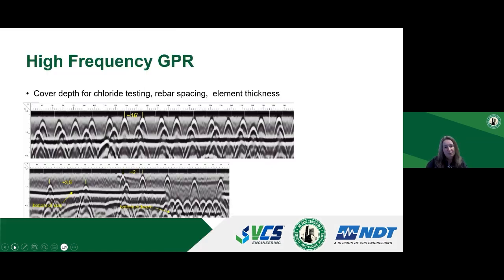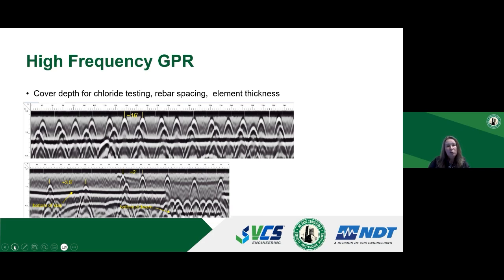Next slide, please. We use high frequency GPR to determine the reinforcement layout. What you're seeing here are the typical GPR scans collected on reinforced concrete elements, and the bright white peaks that you're seeing are the rebar. We can also use GPR to determine the element thickness. That's the black horizontal line that you see in the scans.